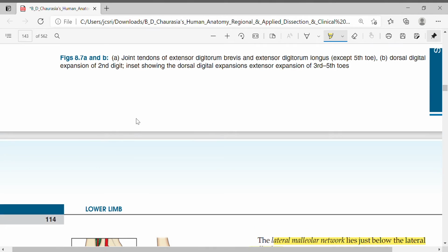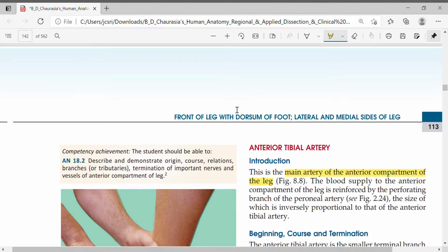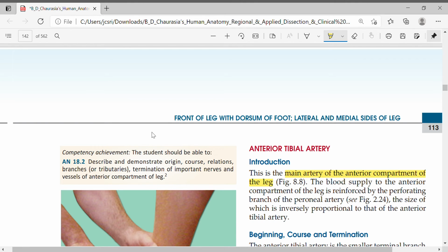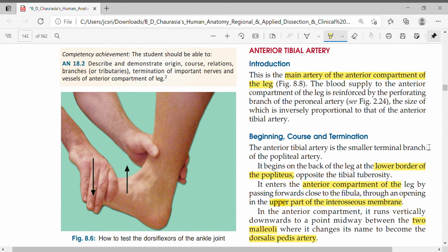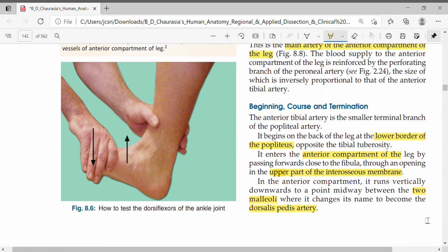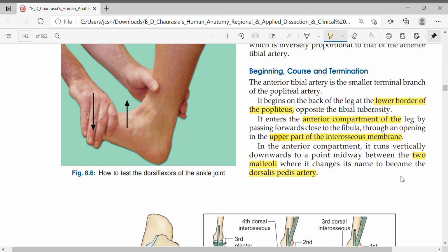So to summarize the full content of the anterior tibial artery, I just want to say that it is a very important artery in the anterior compartment. It starts from the lower border of popliteus. It is a continuation of the popliteal artery. It passes between the fibers of the tibialis posterior, and it passes a gap which is above the interosseous membrane to enter the anterior compartment. Once it enters the anterior compartment, it runs between the two malleoli and terminates as the dorsalis pedis.